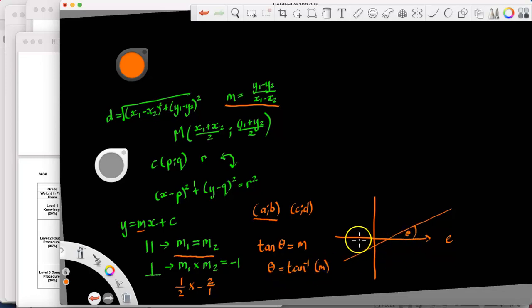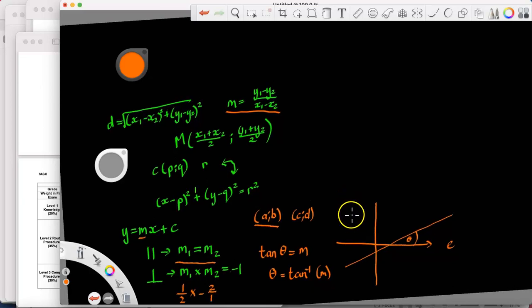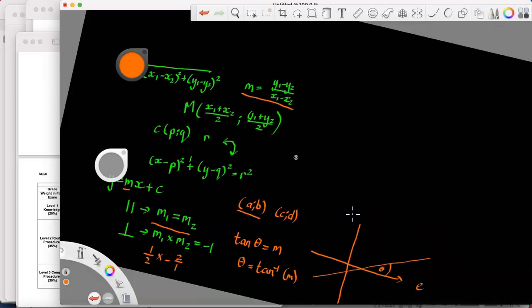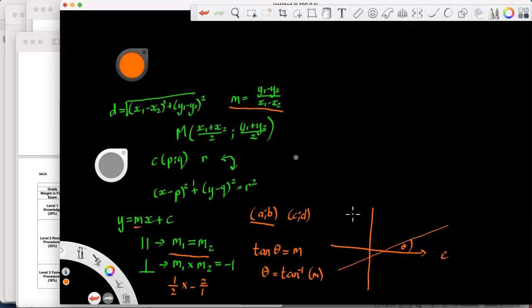Now, if the gradient is negative, so let's say it's something like this, that would have a negative gradient. Then you're going to get this angle. It's going to give you a negative answer, which is clockwise. This is anti-clockwise. So that is what this little formula gives you.